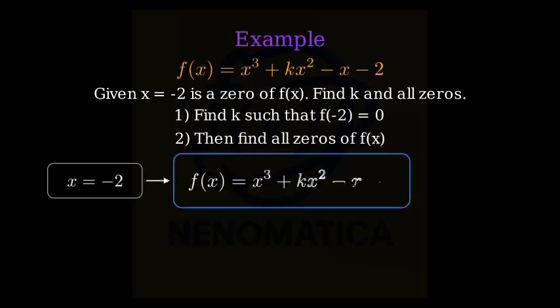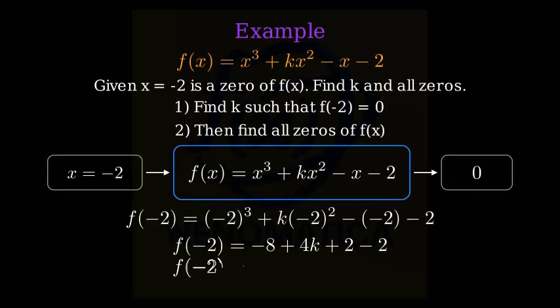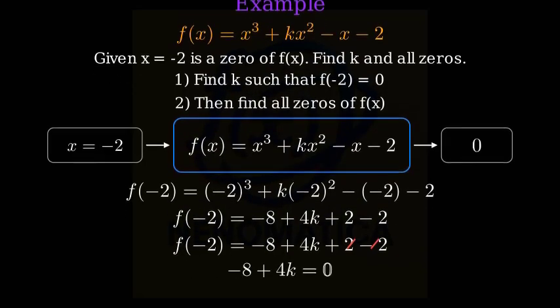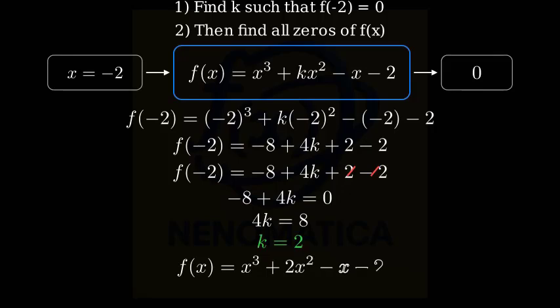Let us visualize substitution into the function as a function box. We plug x equals negative 2 into f of x. Carefully simplify each term. Set the result equal to 0 and solve for k. Step 2. Now that k equals 2, write the full polynomial and factor it. With k equals 2, f of x equals x cubed plus 2x squared minus x minus 2.